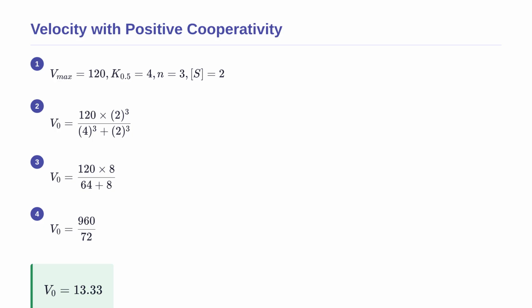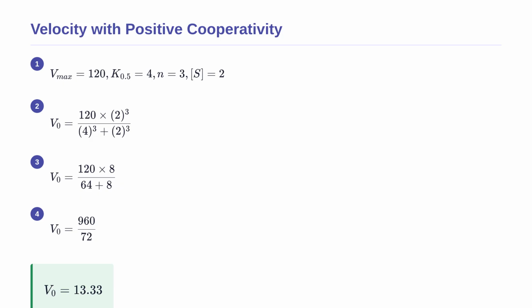Now that we have our formula, let us walk through a practical calculation to see how cooperativity affects an enzyme's speed. We are given a maximum velocity of 120, a K0.5 of 4, a Hill coefficient of 3, and a substrate concentration of 2. We want to find the initial velocity. First, we substitute these values into the modified Hill equation.